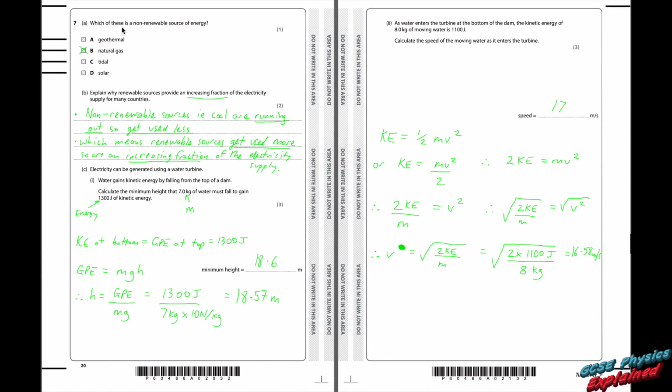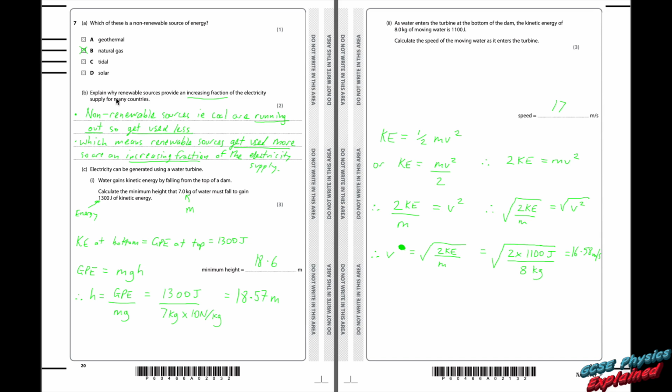Question 7. Which of these is a non-renewable source of energy? Well, it's natural gas. Geothermal is from the hot rocks inside the earth. Tidal, as long as there is a moon, then there'll always be tidal energy. And solar, well, that comes from the sun. So again, that's not going anywhere anytime soon.